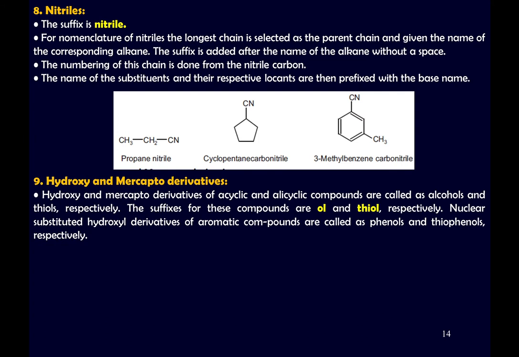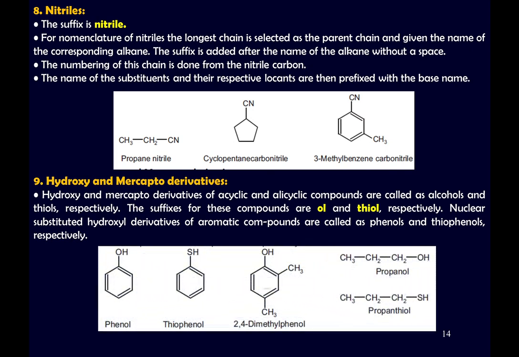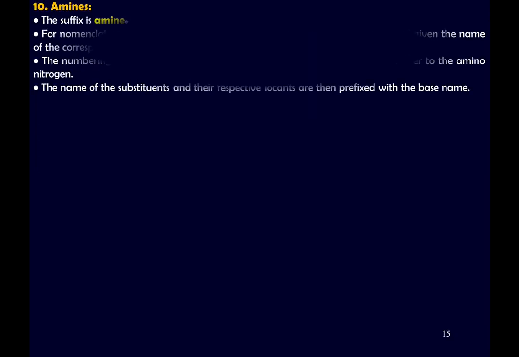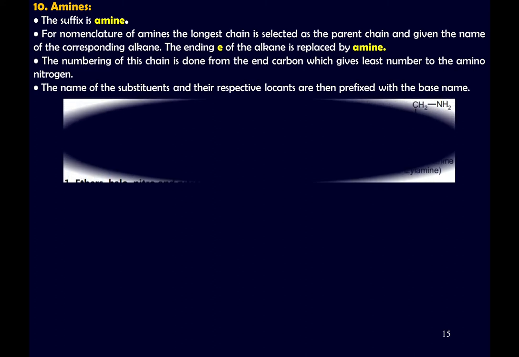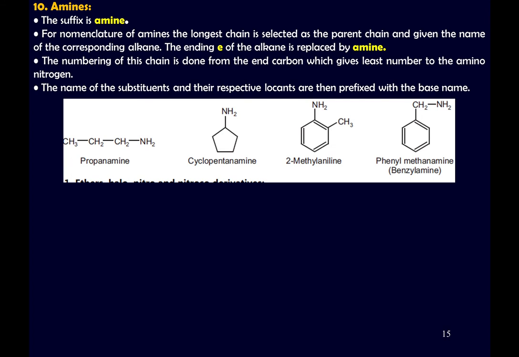Hydroxy and mercapto derivatives: the e becomes ol, and in case of mercapto group it becomes thiol. So you have propanol, propanethiol. So propane, the last e is replaced with ol, propanol. Propane, the last e is replaced with thiol, propanethiol. So you have phenol, thiophenol, etc. Of the amines, the suffix is amine, so the ending e of the alkane is replaced with amine. So propanamine, cyclopentanamine, methanamine, etc.